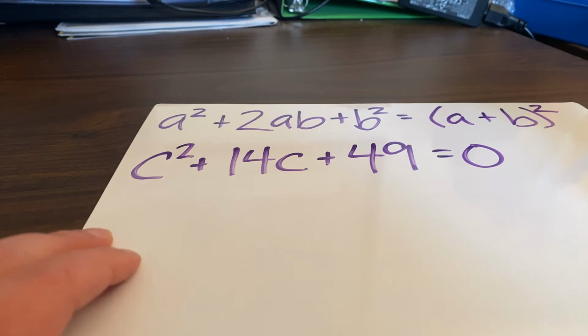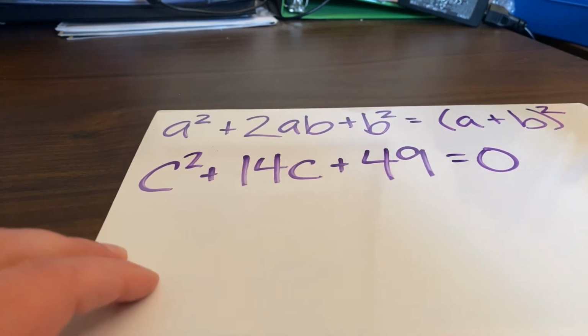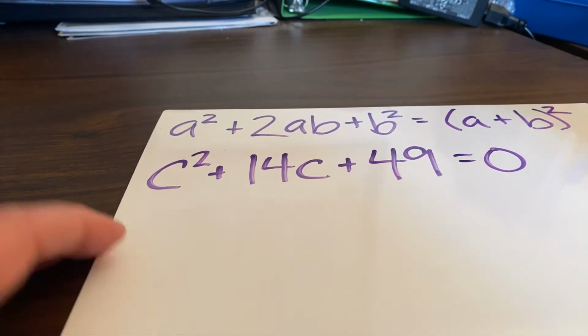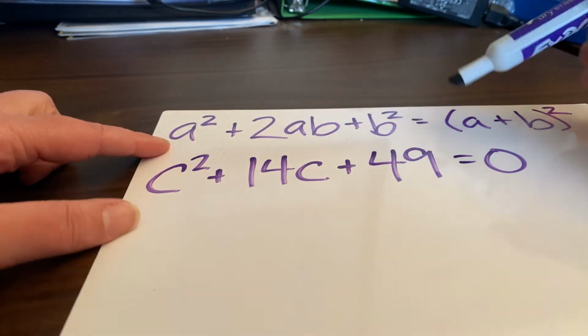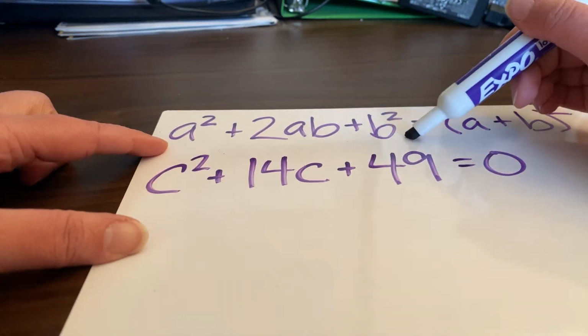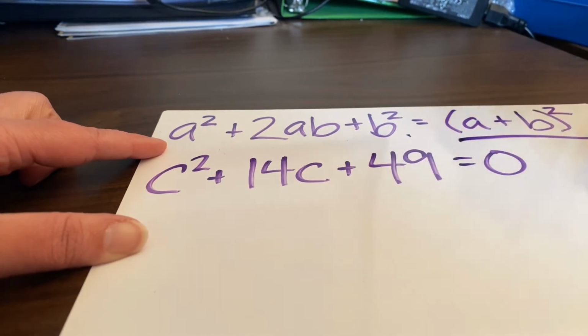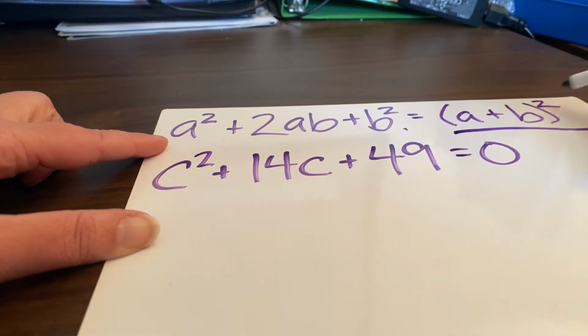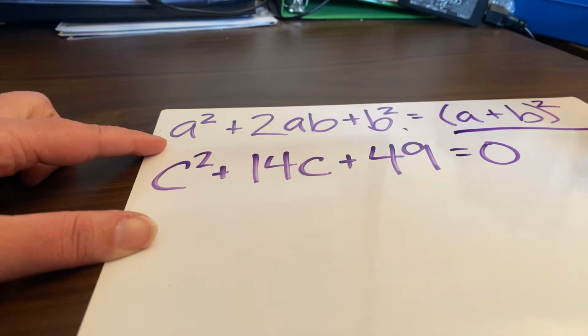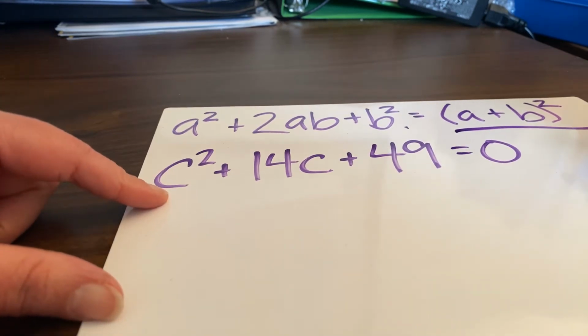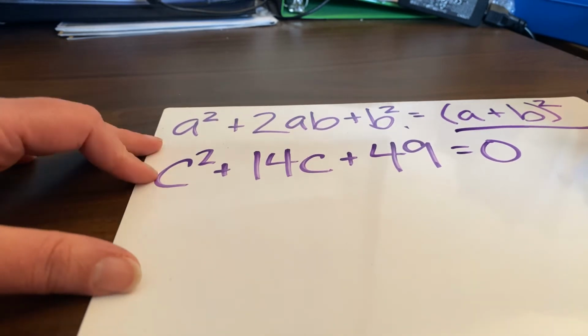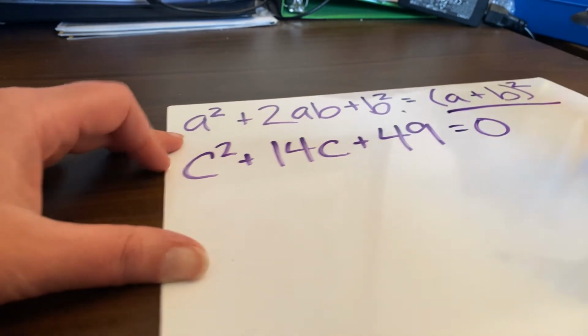Let's do one more example. This is a perfect square trinomial pattern, right? You have a squared plus 2ab plus b squared. If you have something that matches this pattern, it can be factored into a plus b, the quantity squared. Let's use this pattern to help us solve this equation. c squared plus 14c plus 49 equals 0.